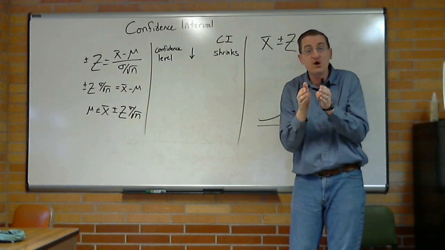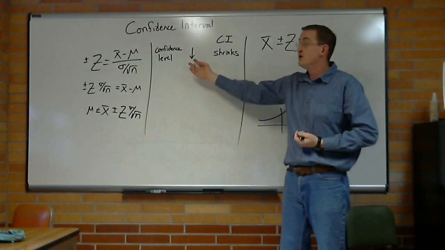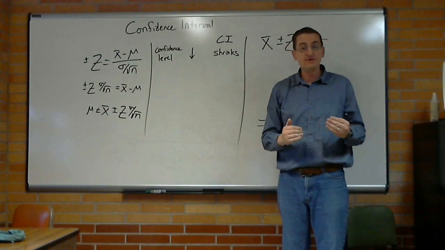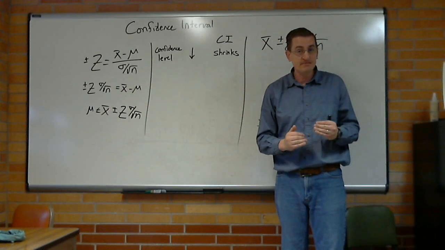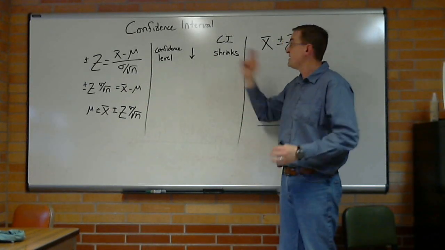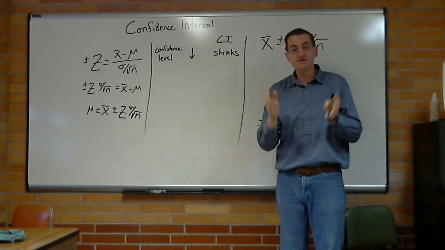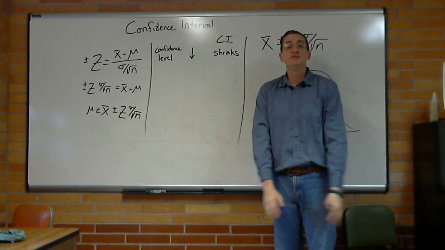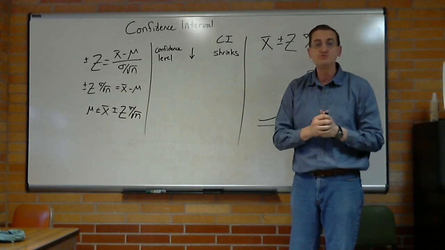It zooms in on where that correct answer is. So if you're doing a lower confidence level, then you're more likely to make a mistake in your calculations. But it's going to look better as far as the confidence interval is concerned. So this is the difficult trade-off between these two.